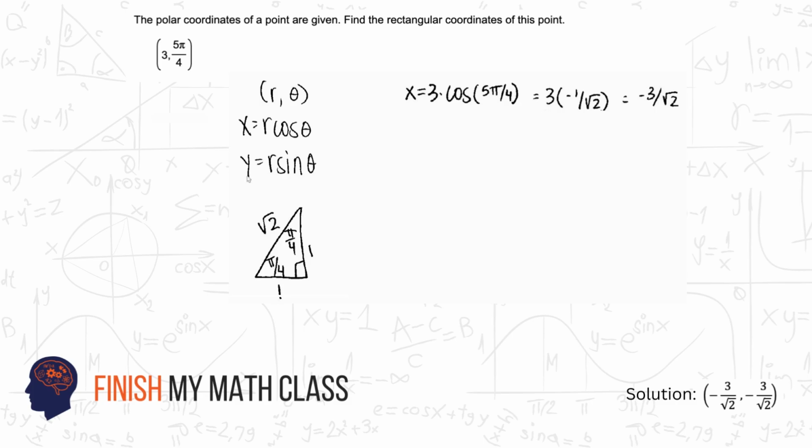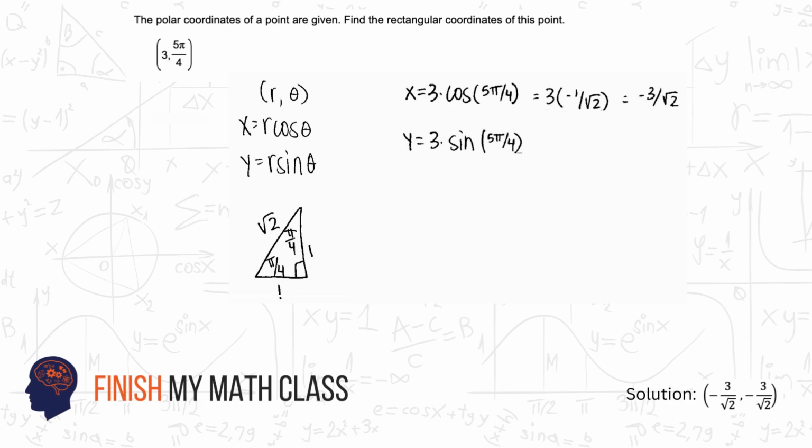Now we use our formula for the y-coordinate. Our y-coordinate is r times sine of theta. So 3 times sine of 5 pi over 4. So now we need to figure out what is sine of 5 pi over 4. So again, 5 pi over 4 is in quadrant 3. Sine is negative in quadrant 3, so the answer to that part will be negative.